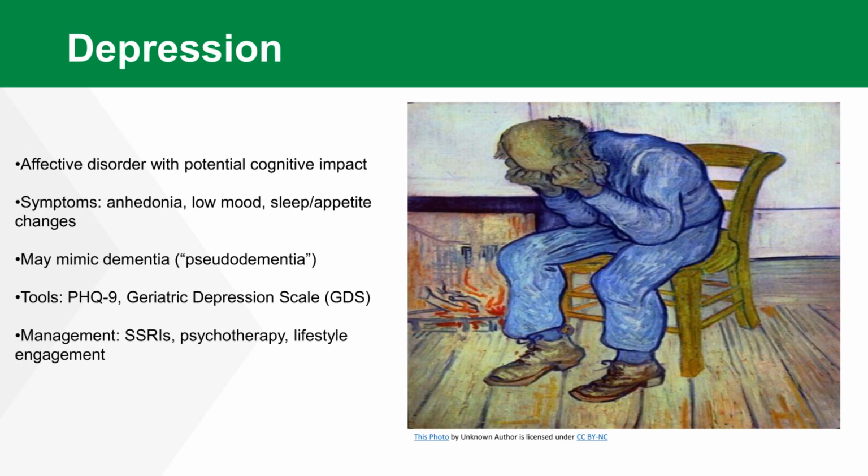Depression is an affective disorder that can have cognitive impacts. The symptoms of anhedonia, low mood, and poor sleep and appetite can make it hard to differentiate from dementia, and when it mimics dementia, it can be called pseudodementia. The PHQ-9 can be a tool for assessing the patient's mood, and in our elderly patients, the Geriatric Depression Scale, GDS, may be helpful in looking at depression in an older patient. Management usually involves an antidepressant. In our elderly population, some of the SSRIs may be a good choice, and psychotherapy and cognitive behavioral therapy may be helpful.